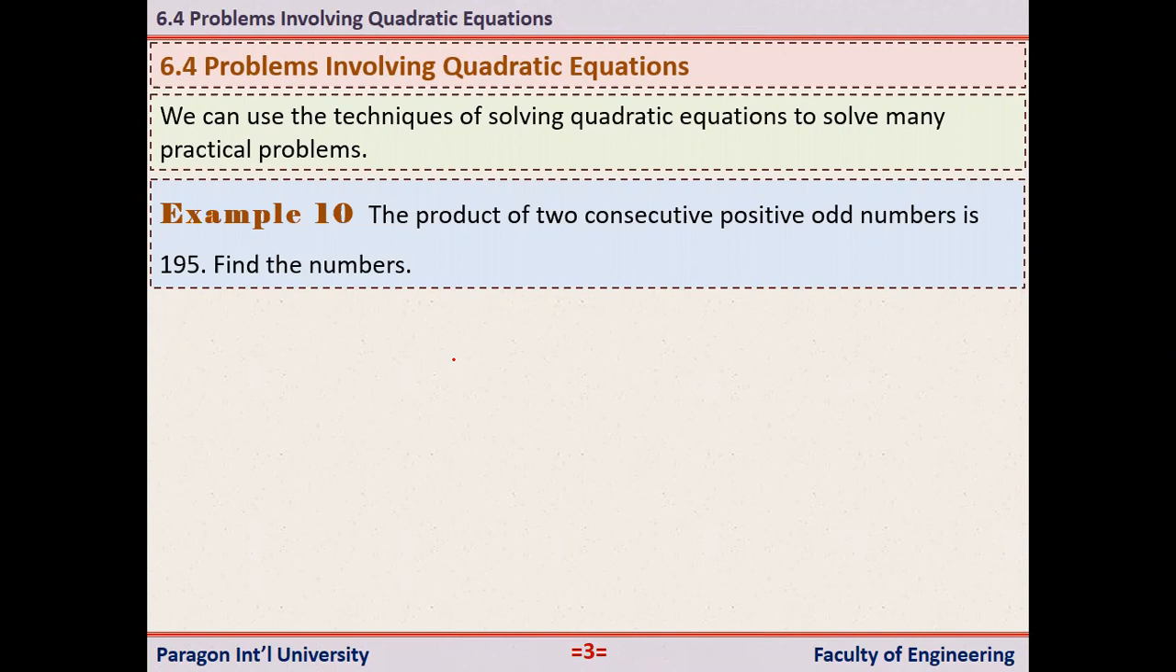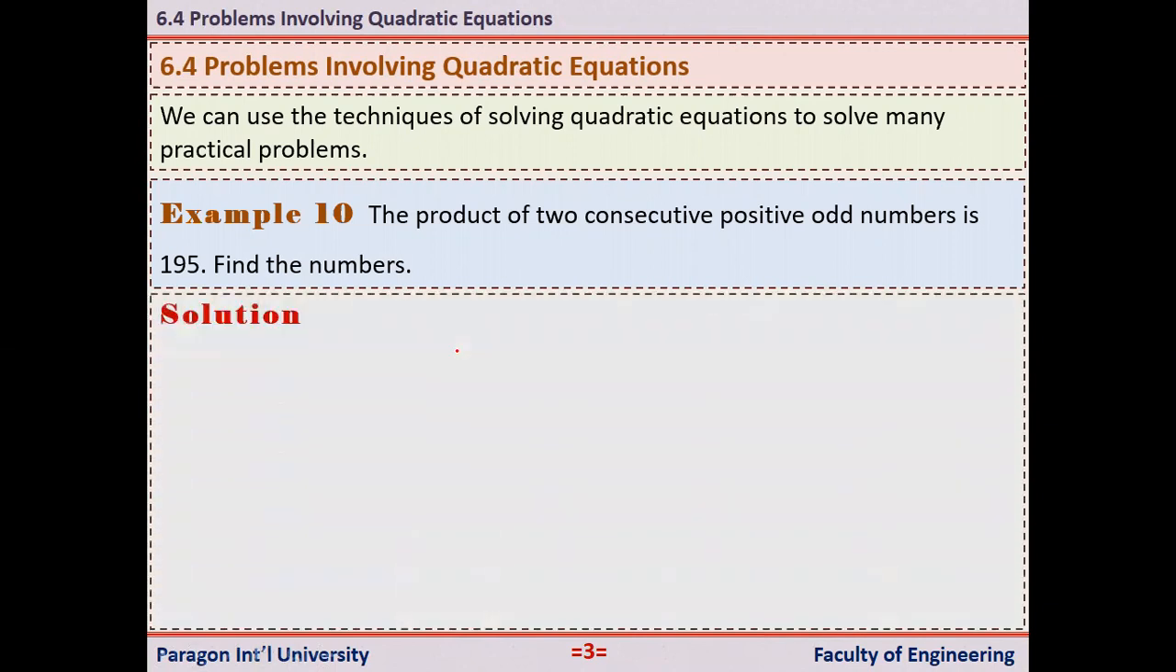The product of 2 consecutive positive odd numbers is 195. Find the numbers. First, product means multiplied, right? 2 consecutive positive odd numbers. So we are talking about positive, and odd numbers. When we say odd numbers, we mean 1, 3, 5, and so on. If it is n, the next number will be n plus 2, n plus 4, and so on.